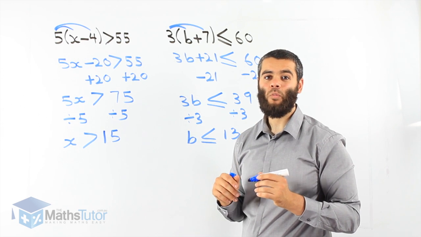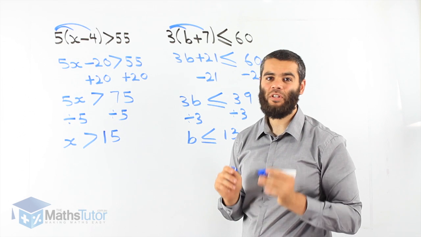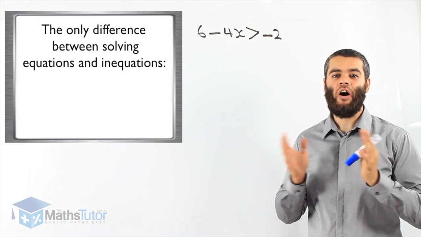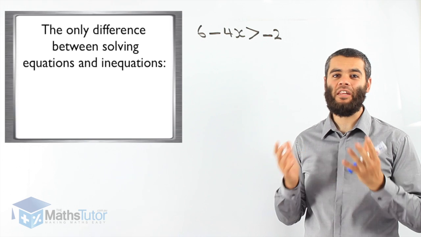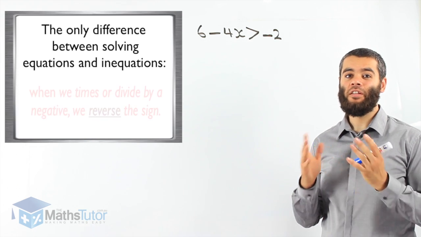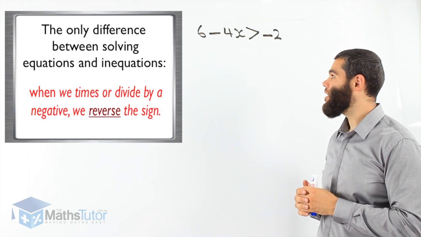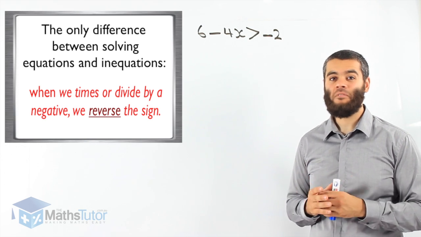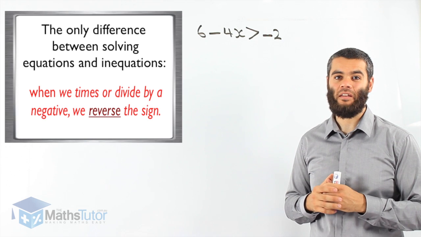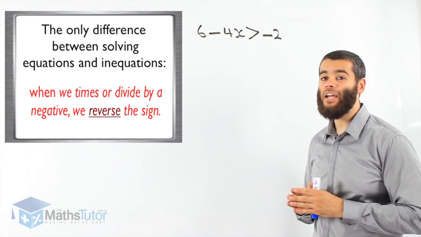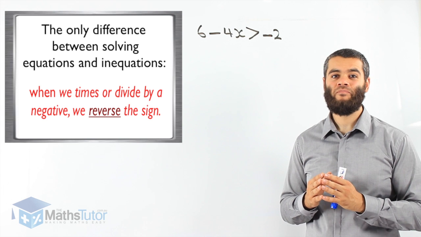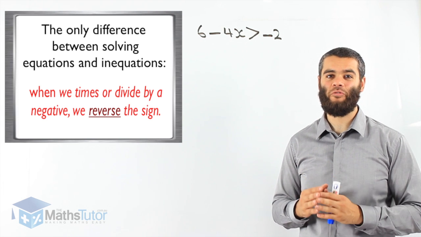Let's do now a couple more examples, introducing the only difference between inequations and equations. The whole time I've been telling you that inequations and equations are very similar, but there is a difference. The difference is, when we are solving inequations and we have to times or divide by a negative, we must reverse the sign. That's the only time that equations and inequations are different.